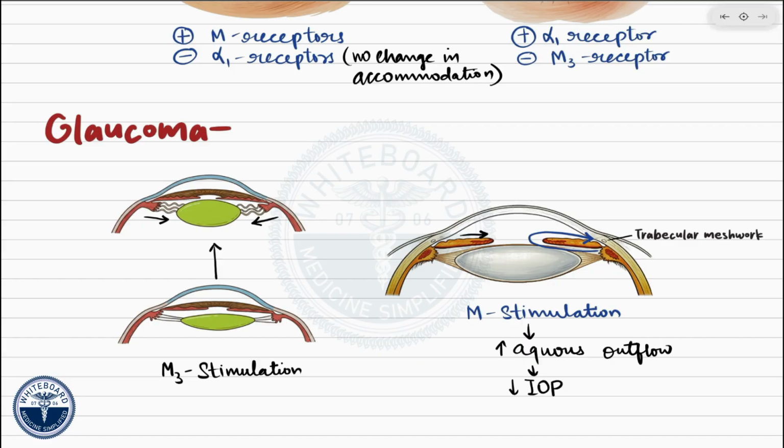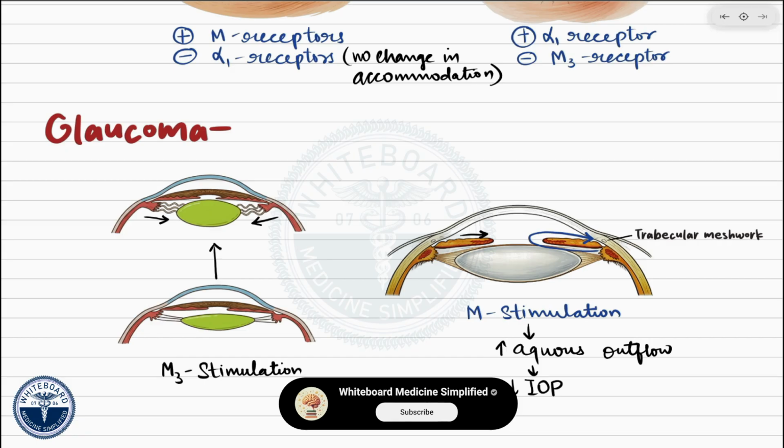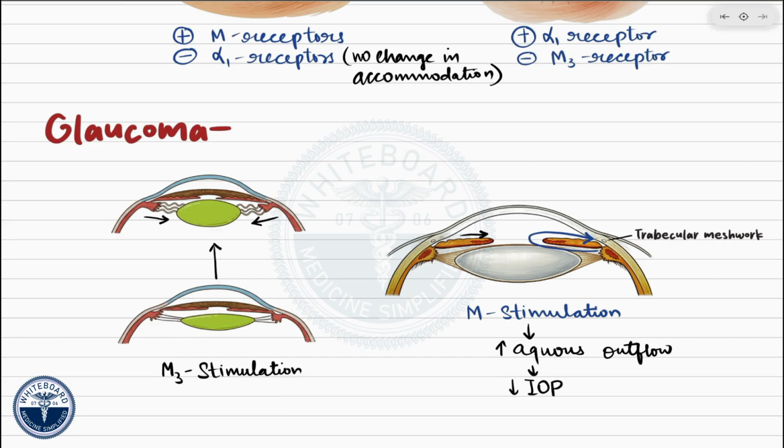Therefore, by promoting ciliary muscle contraction, muscarinic agonists not only produce accommodation and miosis, but also enhance aqueous humor drainage and lower intraocular pressure. This is one of the reasons why cholinergic drugs have an important role in the management of certain types of glaucoma.